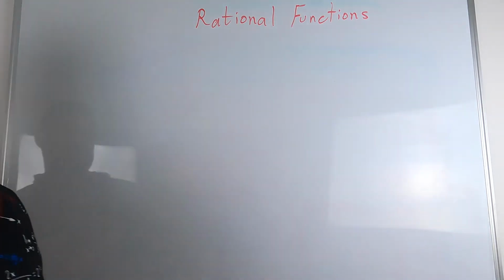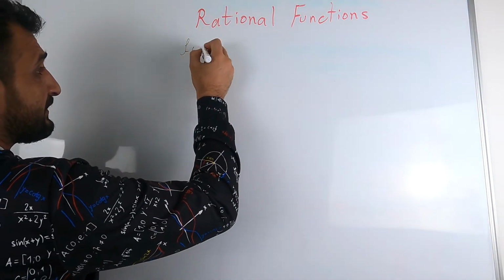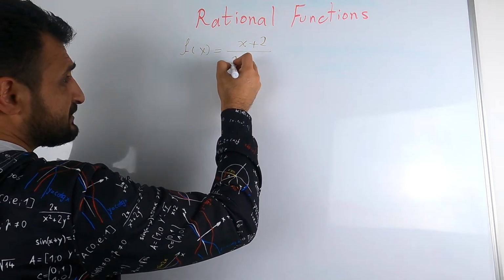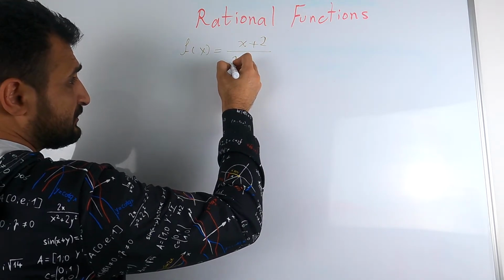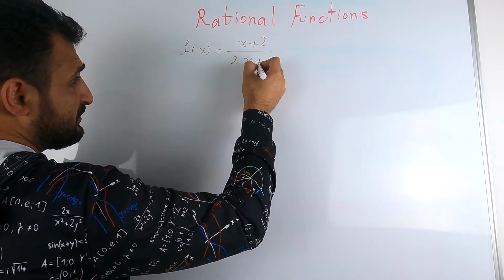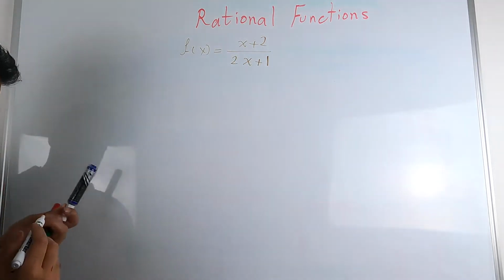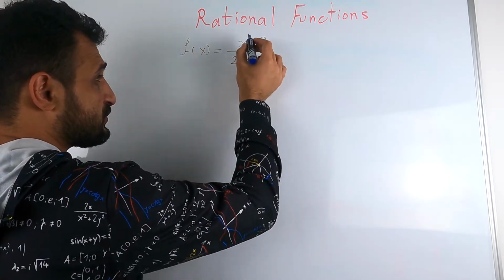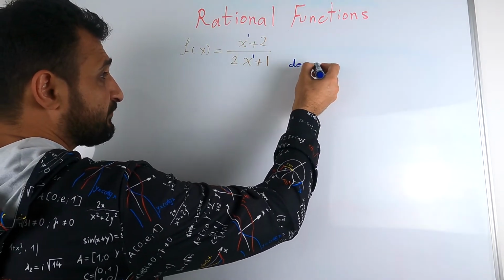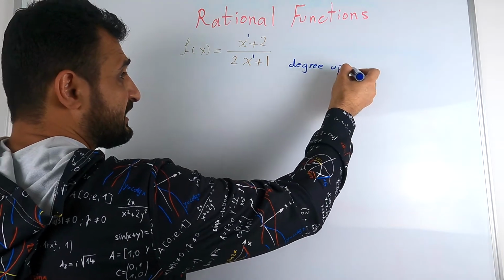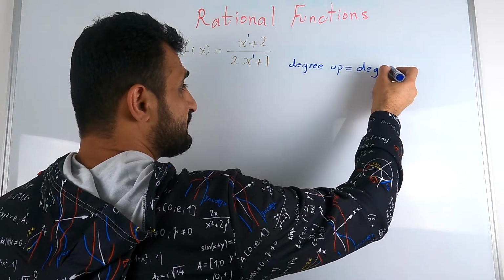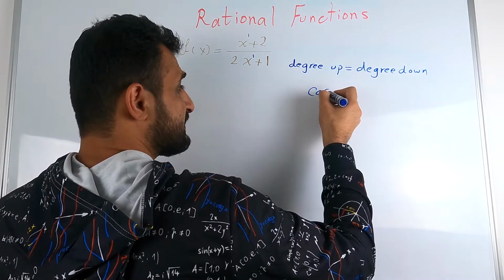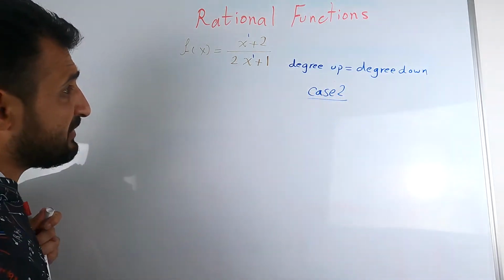So the function is, let's say, (x plus 2) over (2x plus 1). So what is the highest power up? 1. Highest power down? 1. So degree up equals degree down. Degree of numerator equals to degree of denominator. This is case 2. Remember it please.